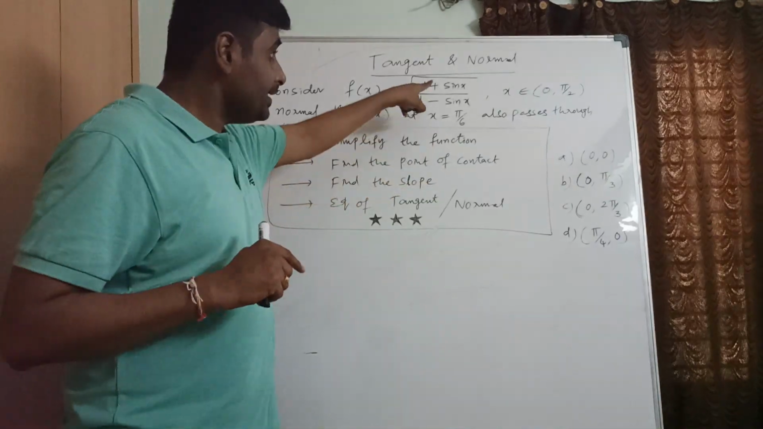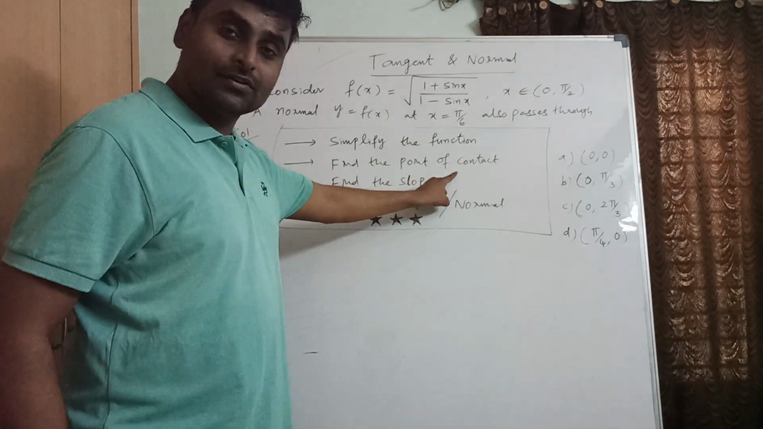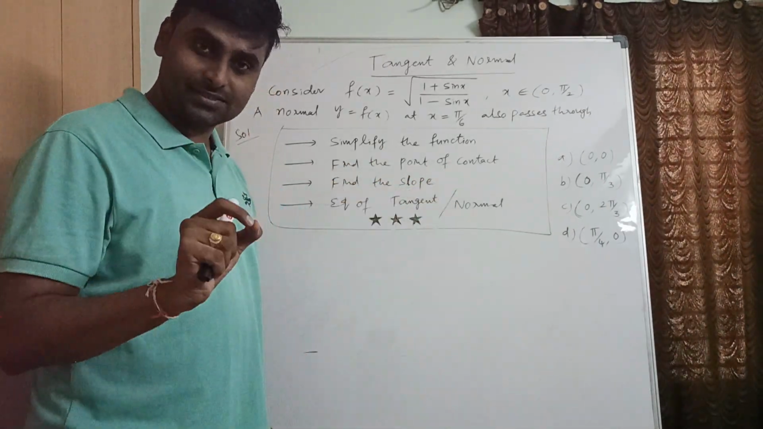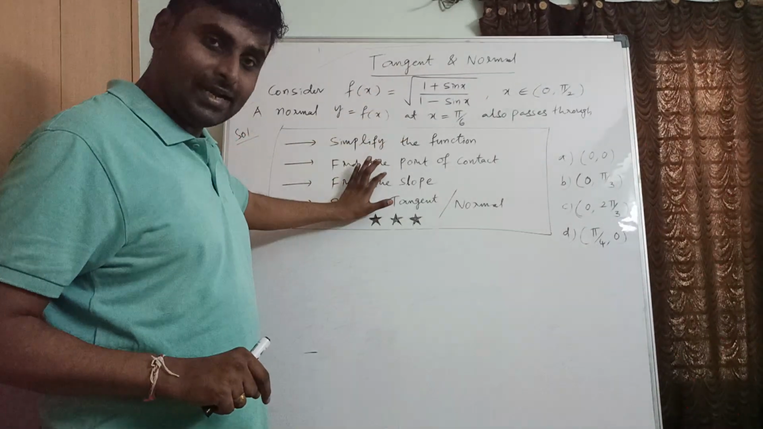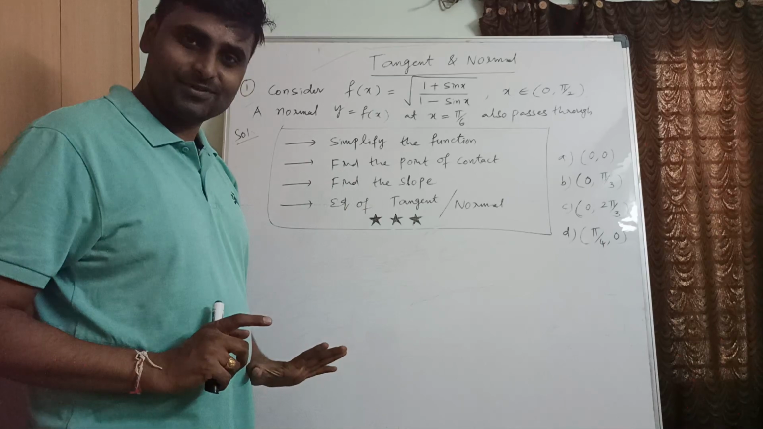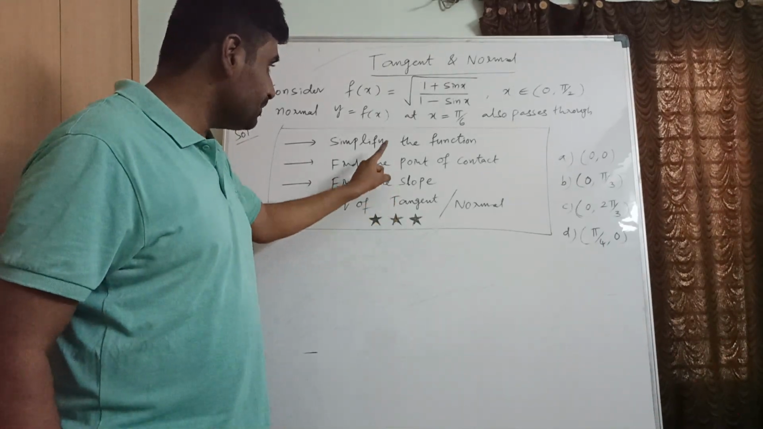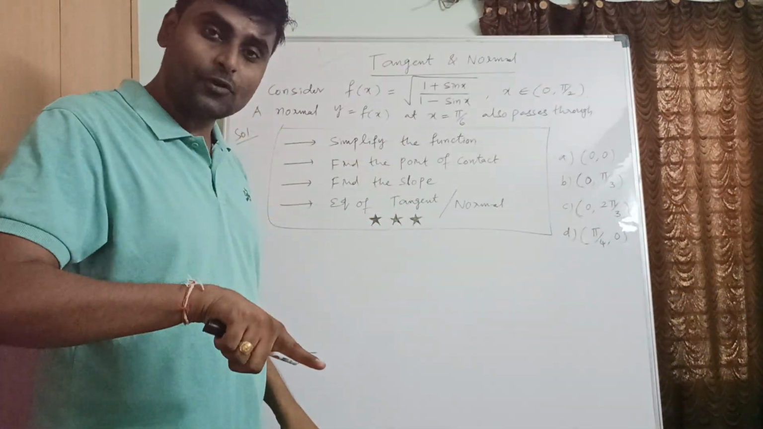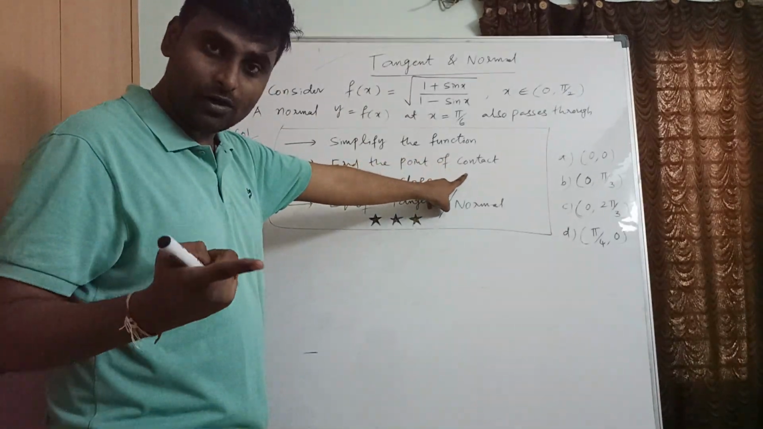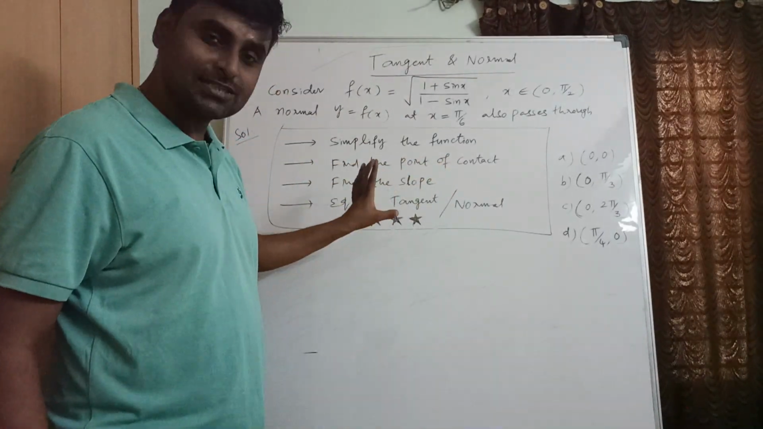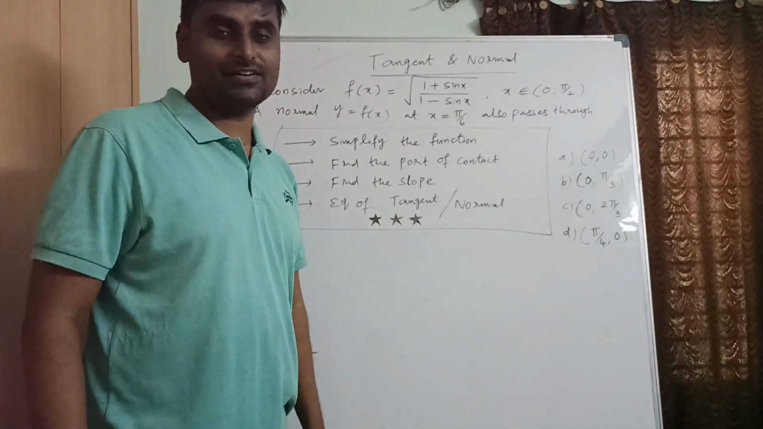After that, before derivating, we have to find the point of contact. First we must have the point of contact with us, right? After that only we should derivate and substitute that point. Then we'll get the slope. Of course we know how to find slope. After simplifying the function and finding the point of contact, we should derivate and substitute the point we got in the second step. Then we'll get the slope. After getting the slope, we'll be able to find the equation of tangent or equation of normal.